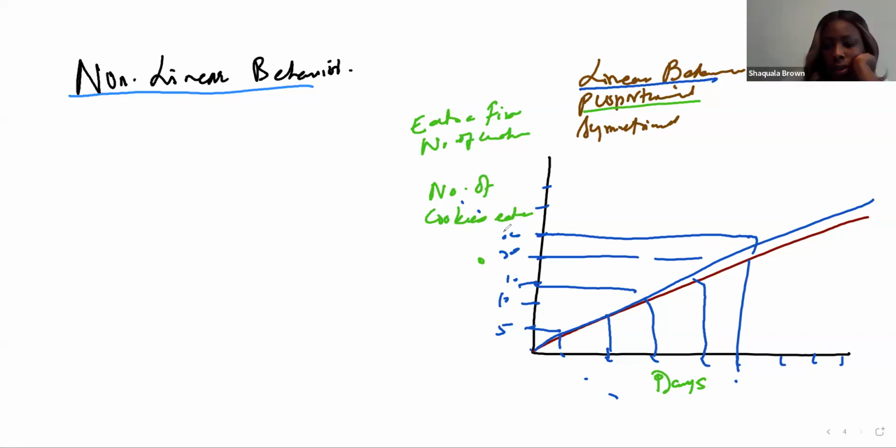Yes. So mainly, it's a fixed proportion between the two things that we drafted here. That's why we say the number of cookies eaten over the course of days is going to be fixed, or it's going to display a linear behavior.